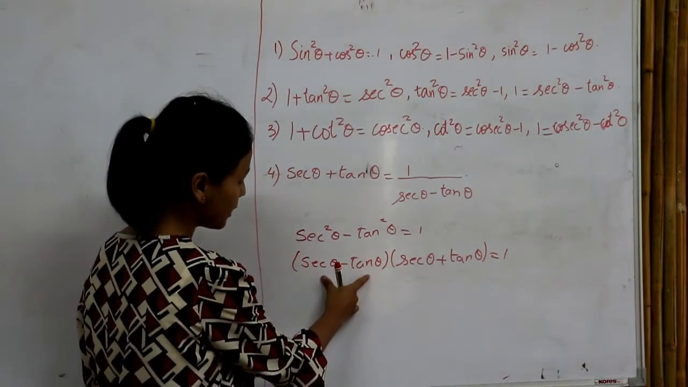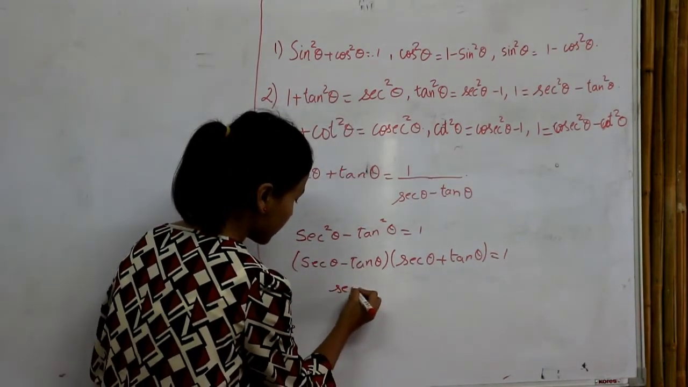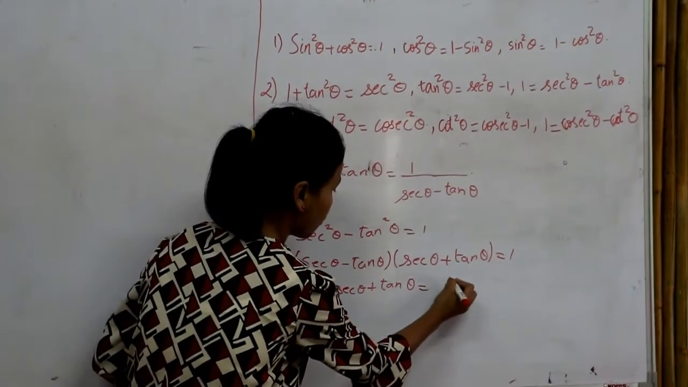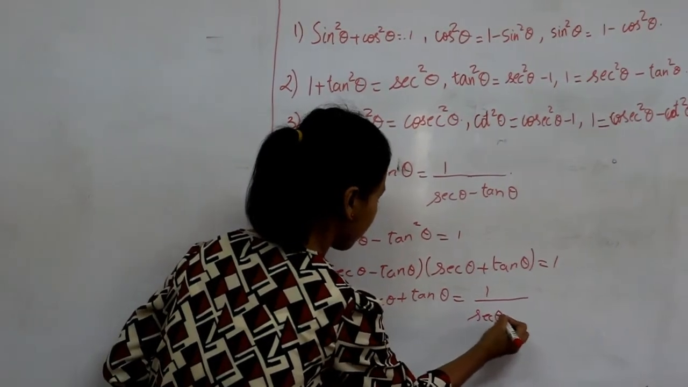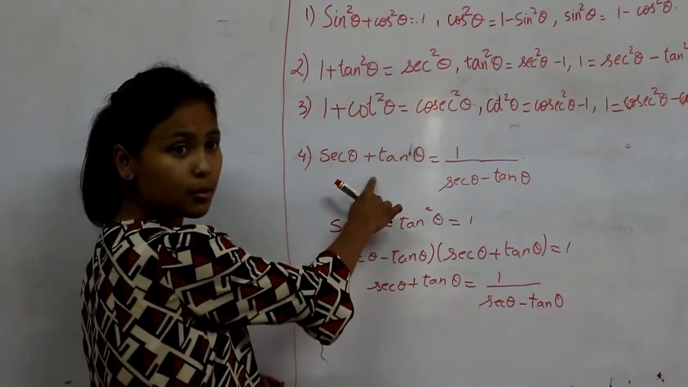Now we carry this sec theta minus tan theta to this side. We will get sec theta plus tan theta is equal to 1 by sec theta minus tan theta, which is this one. Okay?